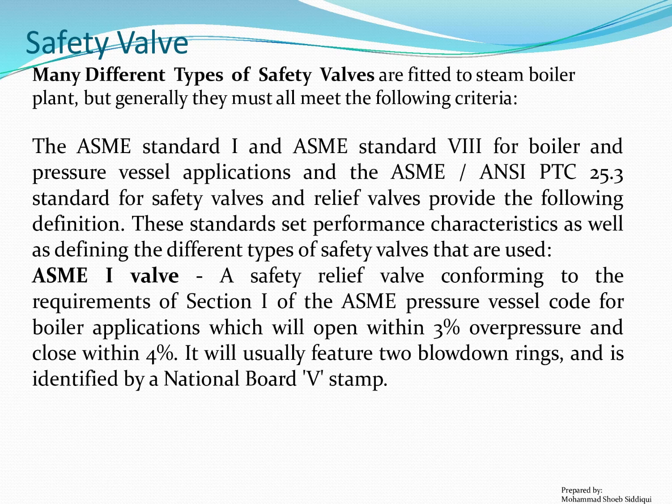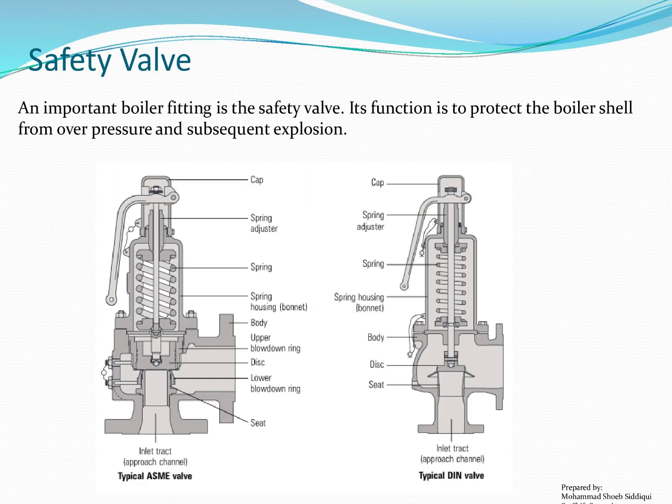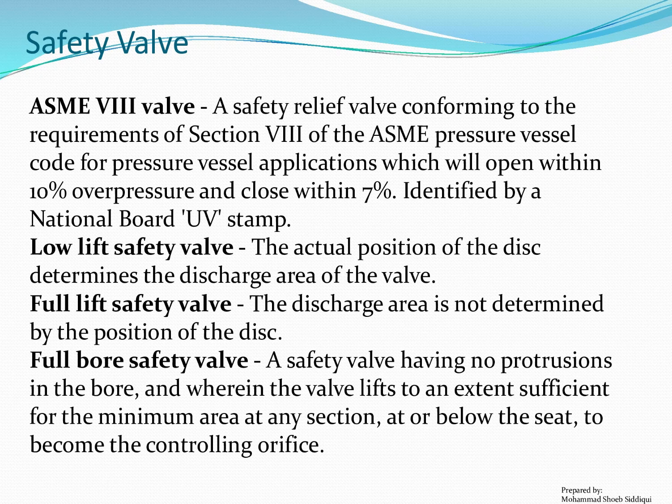ASME I valve: a safety relief valve conforming to the requirements of Section I of the ASME Pressure Vessel Code for boiler applications, which will open within 3% overpressure and close within 4%. It will usually feature two blowdown rings and is identified by a National Board V stamp. ASME VIII valve: a safety relief valve conforming to the requirements of Section VIII of the ASME Pressure Vessel Code for pressure vessel applications, which will open within 10% overpressure and close within 7%.